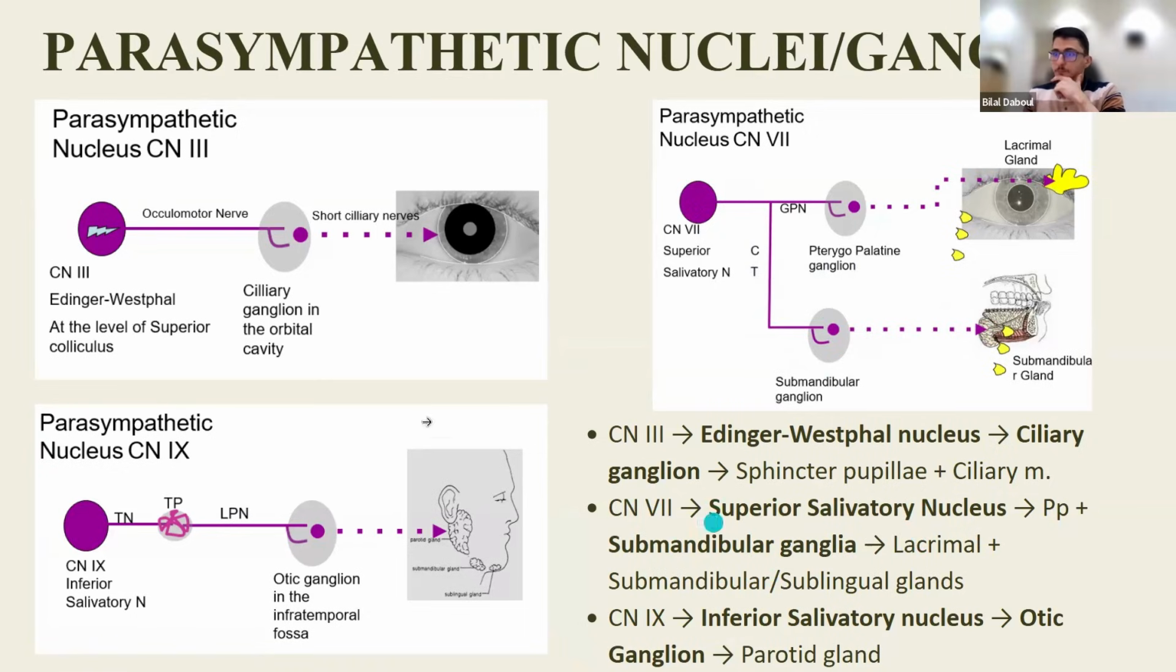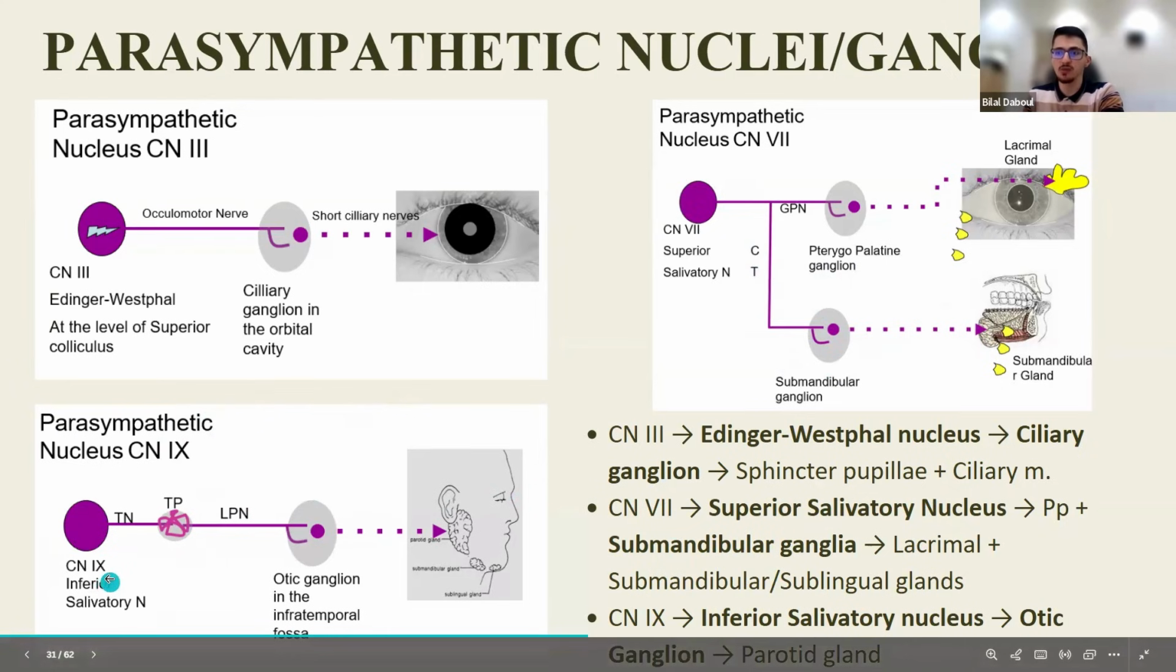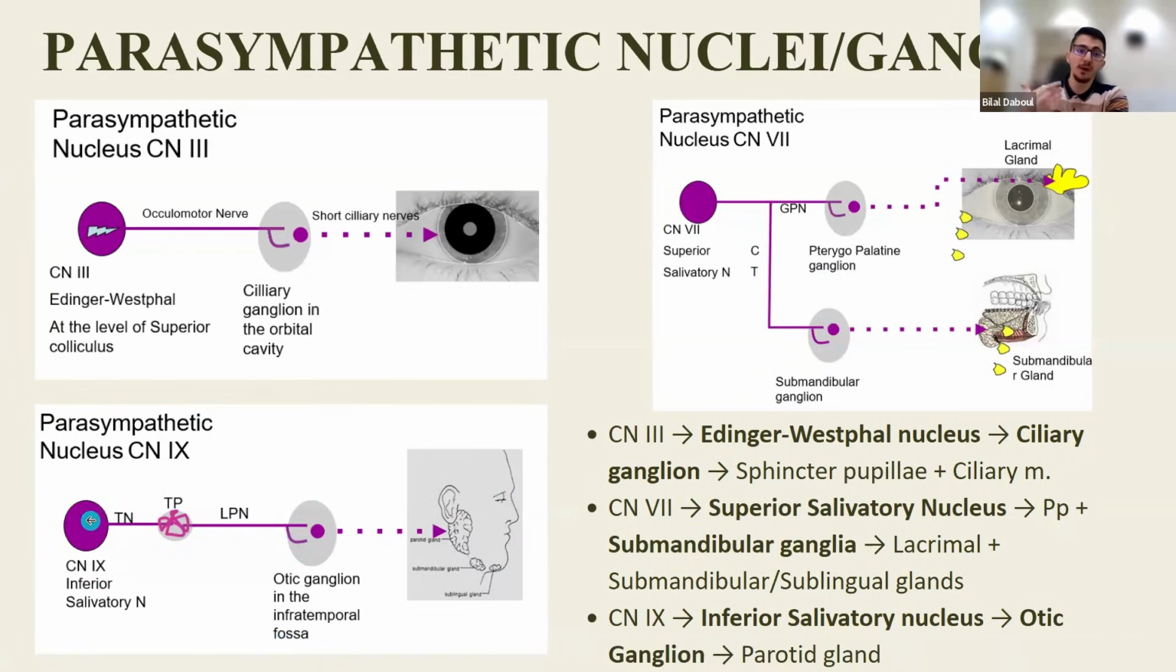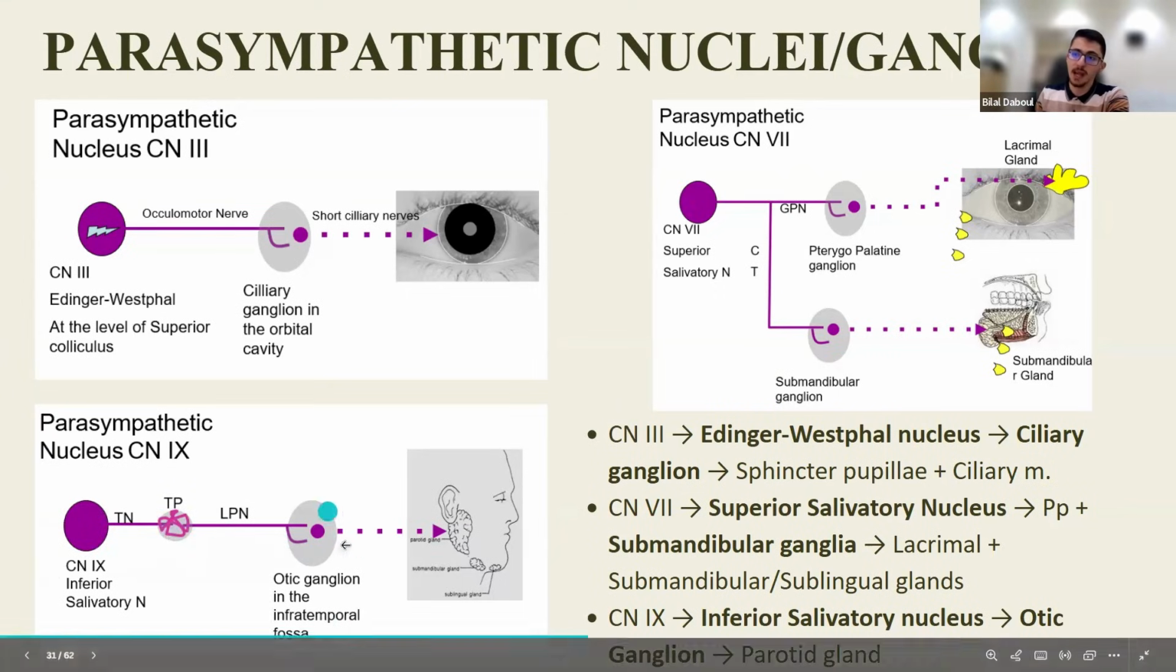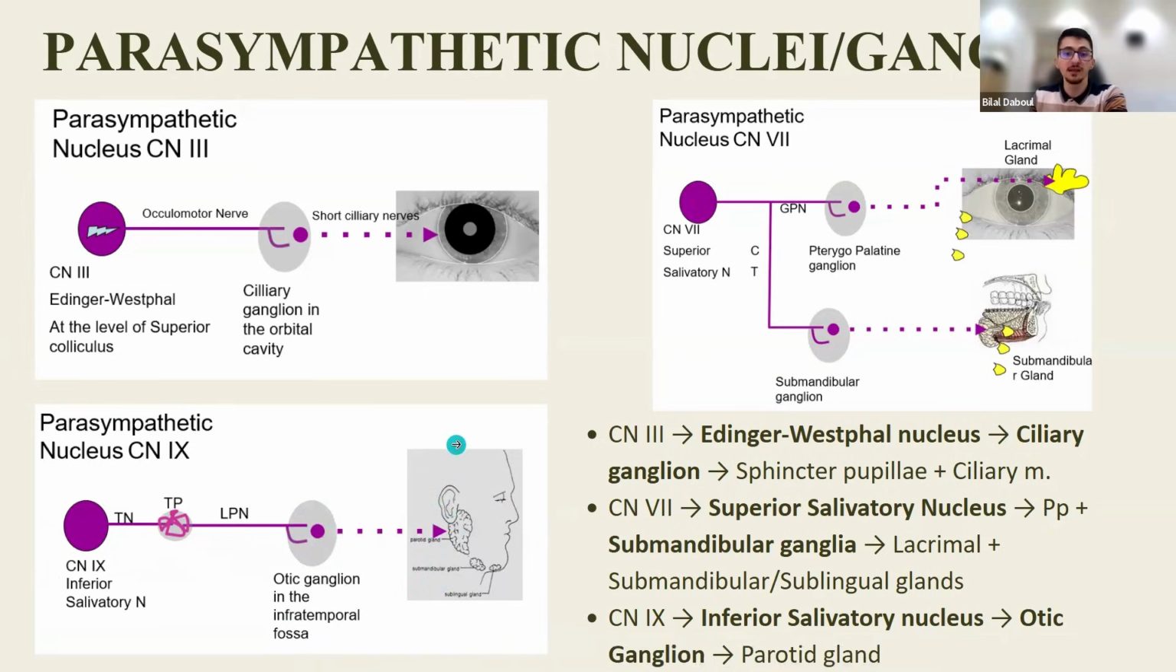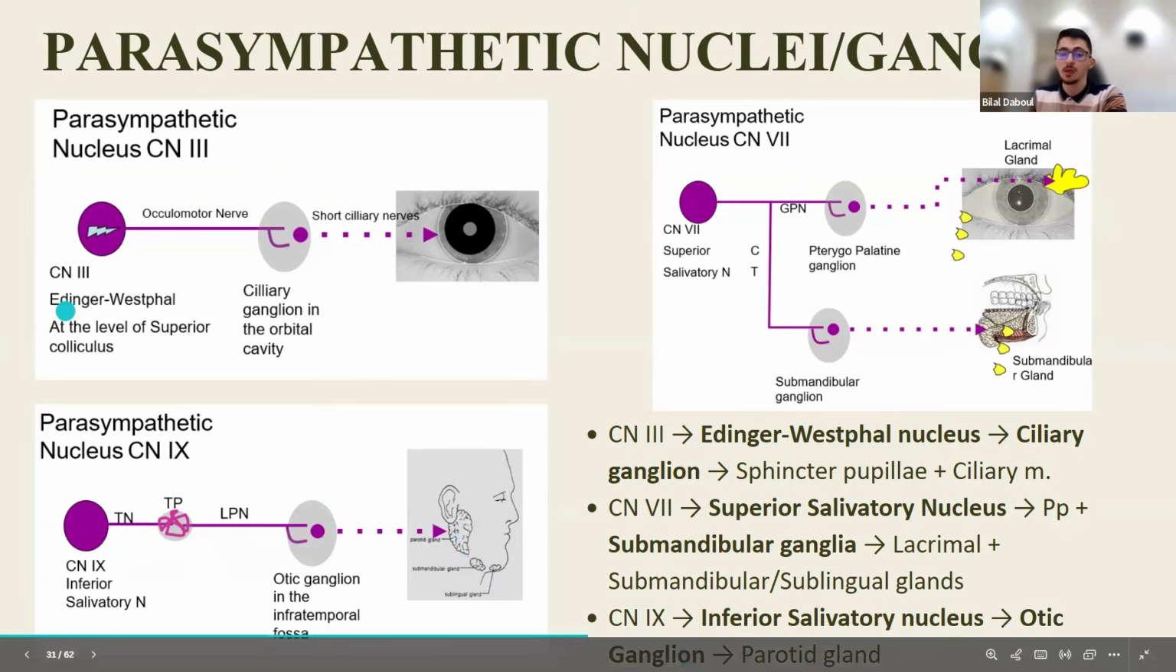Yeah, that's important. Now, finally, and the most important, it's not really that important, but the inferior salivatory nucleus corresponds to the auditory ganglion. It supplies the glossopharyngeal nerve. So it's the parasympathetic nucleus of the glossopharyngeal, because the glossopharyngeal supplies the parotid gland. So preganglionic parasympathetic fibers synapse at the auditory ganglion, very close to the parotid gland. And you have postganglionic fibers to mediate salivary secretion from the parotid.